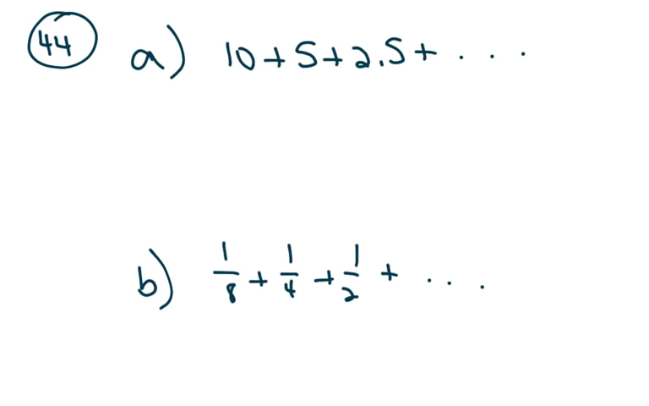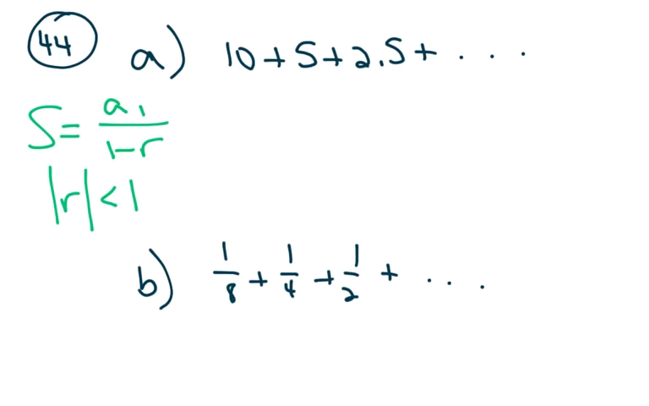Number 44, find the sum of the infinite geometric series, or state that the sum does not exist. The formula for the sum of an infinite geometric series was a sub 1 over 1 minus r. But there is only a sum if the absolute value of the ratio, so it doesn't matter if it's positive or negative, is less than 1. The number has to be going down. It has to be converging towards 0 usually.